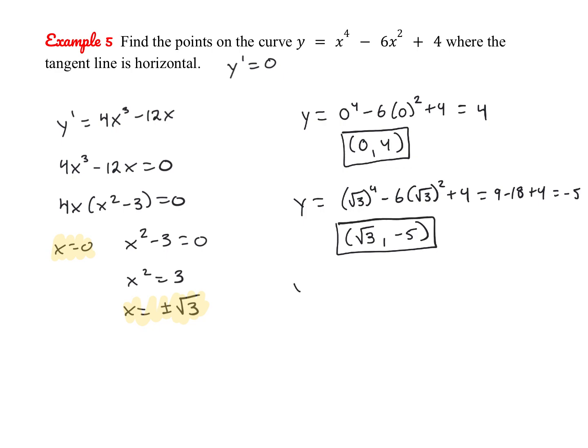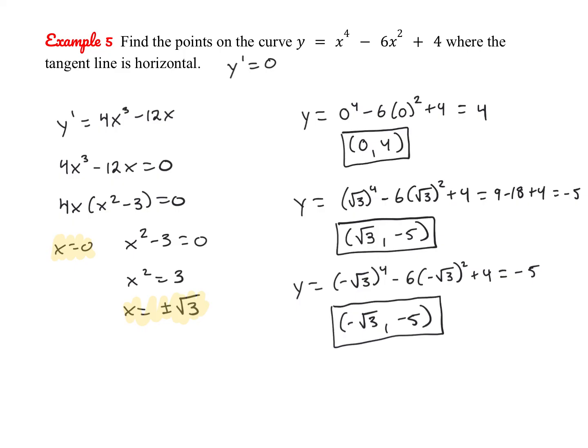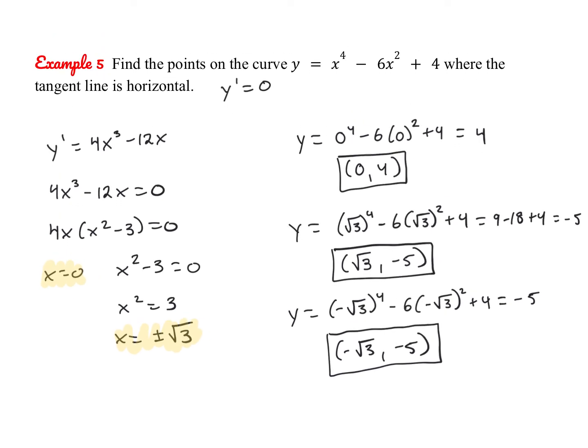And if you plug in the negative square root of 3, you'll actually get the same answer because both of your exponents are even. So that's also negative 5. So you have the coordinate (negative root 3, negative 5). You can see that now that we know a couple of our rules, especially that power rule, it's much, much easier for us to complete problems like this, because finding that derivative is a much quicker and smaller step, allowing us to do a little bit more with our problems.